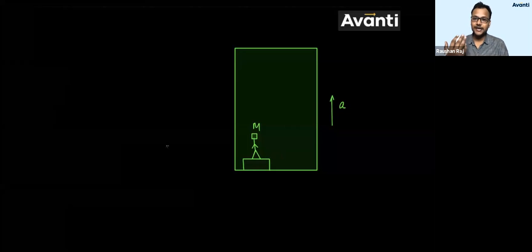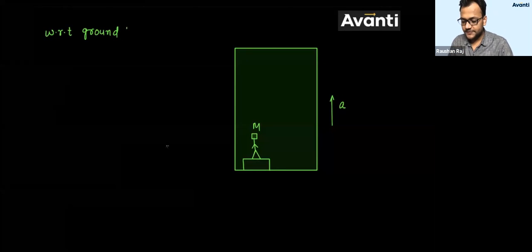So basically we have to find the normal reaction. Whatever normal reaction is exerted by the man on the weighing machine will be the reading of the weighing machine. In terms of force, that is the N value we have to find. I'm going to observe this man with respect to the ground. With respect to ground, this man is moving with acceleration a in the upward direction, because if the elevator is moving upward with a, the man will also move upward with acceleration a.